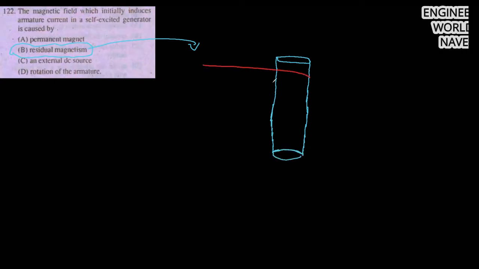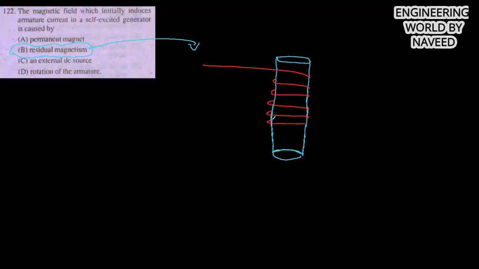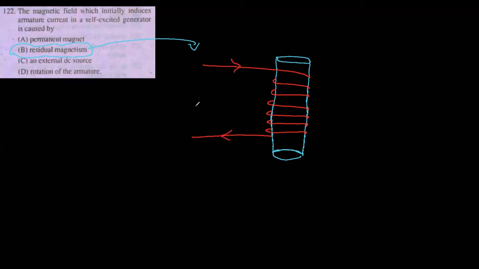So what is meant by residual magnetism? Let's say we have a solenoid, and let's say the supply voltage is V. If there is voltage V, then energy is stored in this conductor in the magnetic field, and if voltage is equal to zero, then that magnetism is known as residual magnetism.